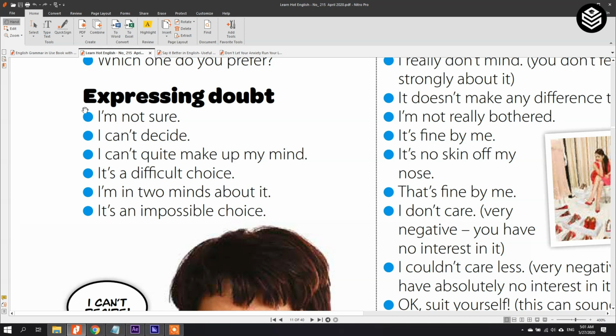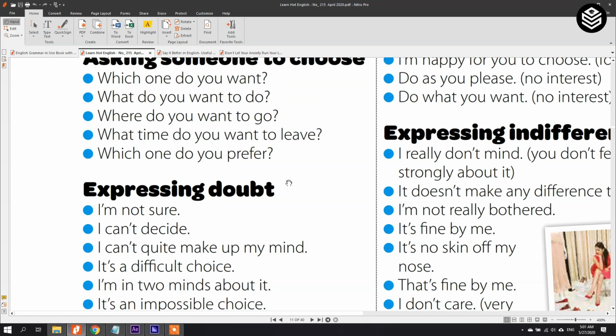The third part in this magazine, expressing doubt. For example, somebody is asking you for a decision, your opinion, but you are not sure. So how could you answer? First of all, I'm not sure. For example, your friend is asking, which one do you prefer? Or where do you want to go? You are not sure. You want to leave it to your friend's decision. So you can say easily, I'm not sure. Otherwise, I can't decide. Let them make their own decision.